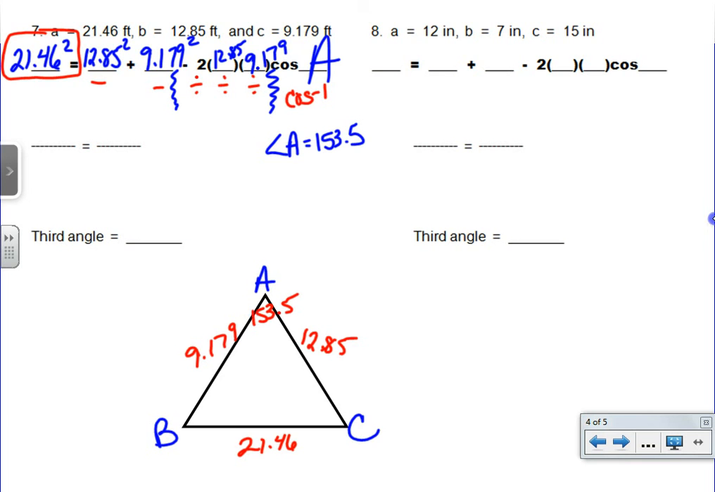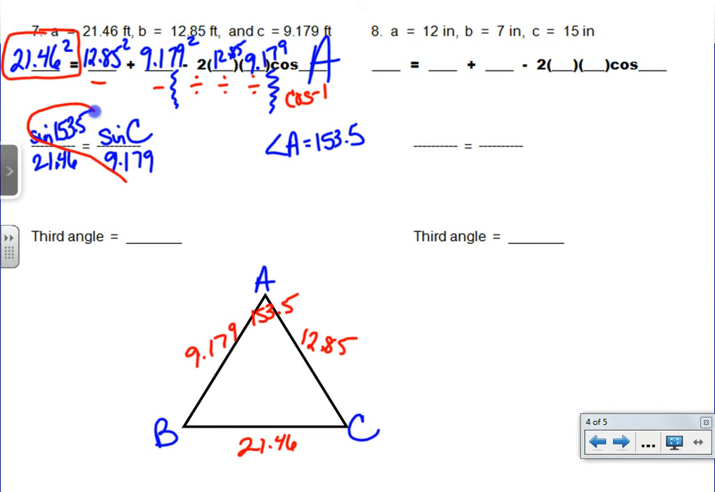And now we're ready to set up law of sines. So sine of 153.5 over 21.46. Now that we're doing law of sines on this part of the problem, I want you to choose the smaller. So which one are you going to choose? C. So sine of 9.179. No. What did I just do? Anyone catch it? I just took the sine of a leg. That's dumb. Alright, so sine of C over 9.179.